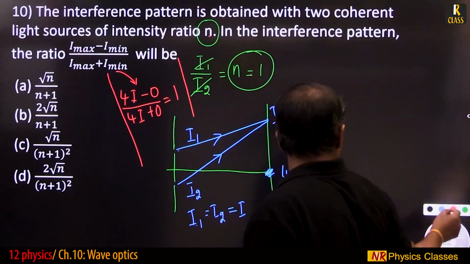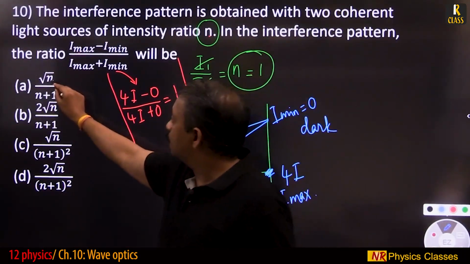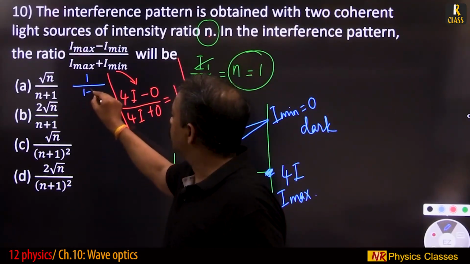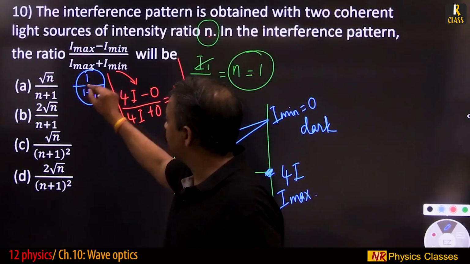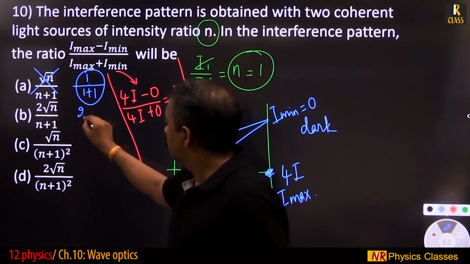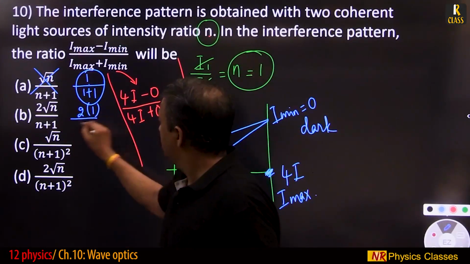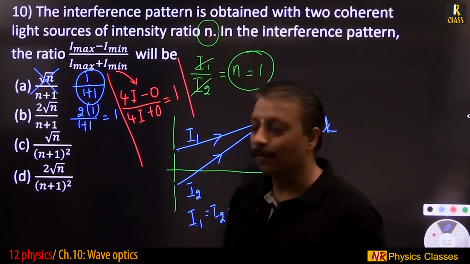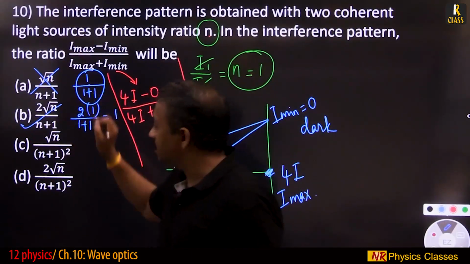Now, what shall we do? Let us substitute 1 here. Root 1 is 1. 1 plus 1. See, this ratio is 2. Come to this. 2 into 1, 1 plus 1. This is again 1. Oh, we are getting 1. So, this should be the answer.